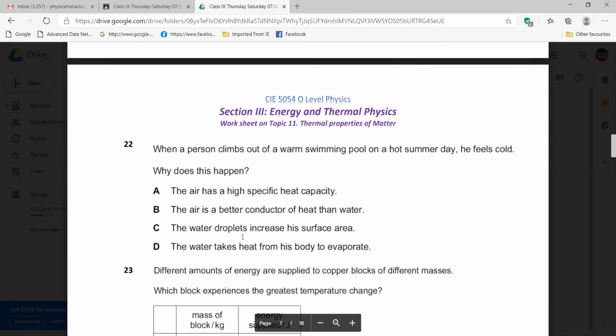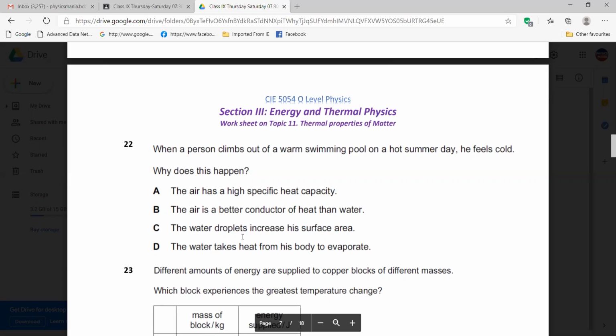When a person slides out of a warm swimming pool on a hot summer day, he feels cold. Why does this happen? This type of question we got at least 3 times before, and I explained it many times with your practical life. So which one will be the answer about this one? Why is the person feeling cold?